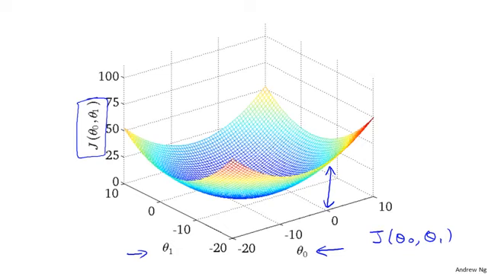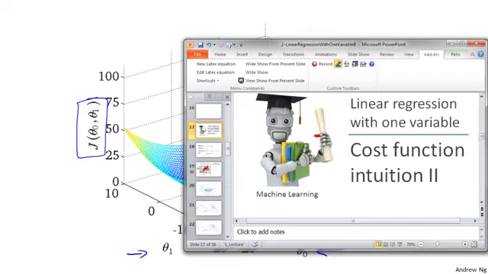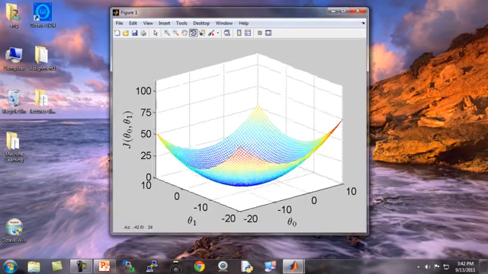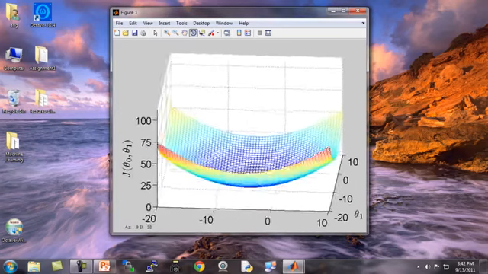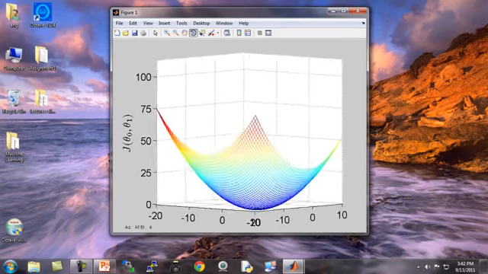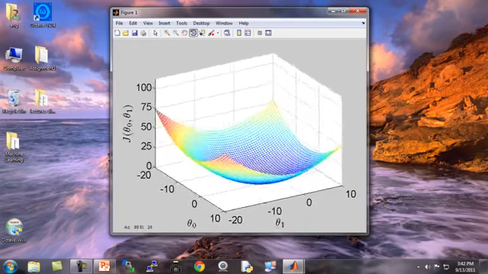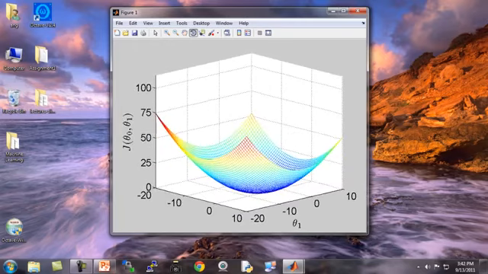Let me show you the same plot in 3D. So here's the same figure in 3D with axes theta 0, theta 1, and vertical axis J of theta 0, theta 1. And if I rotate this plot around, you get a sense, I hope, of this bow-shaped surface. That's what the cost function J looks like.